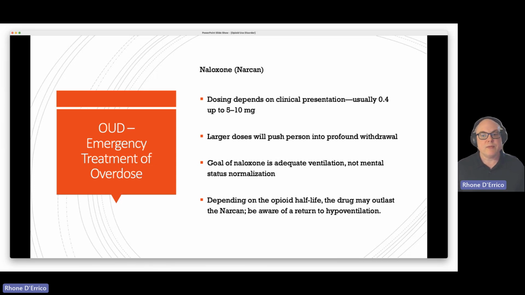And depending on the opioid half-life, the drug may outlast the Narcan. This means that you give the Narcan, it reverses that respiratory depression, but the Narcan can wear off before the opioid if it's a long-acting opioid, in which case you want to watch that because they'll get their breathing back, they'll still be kind of out of it a bit, and then that breathing will go away again, so you may need to redose.